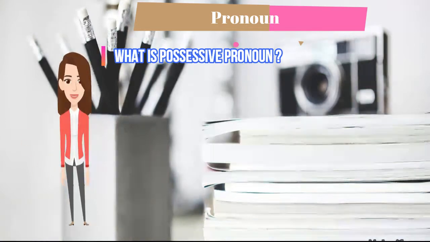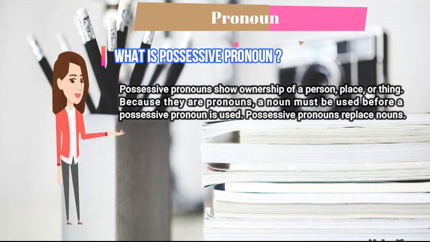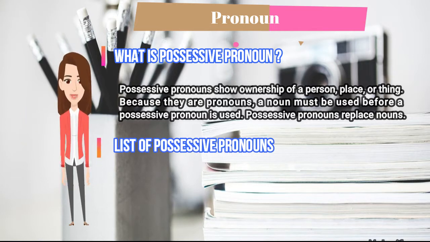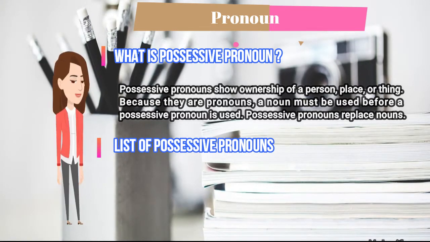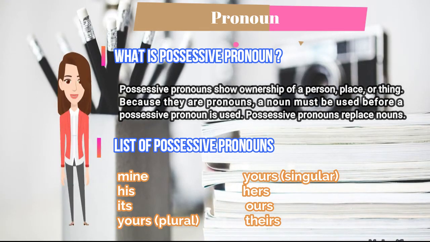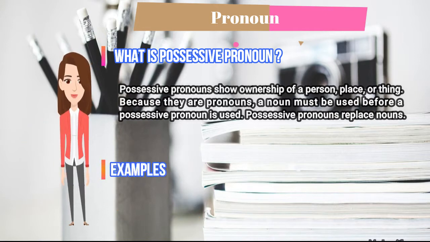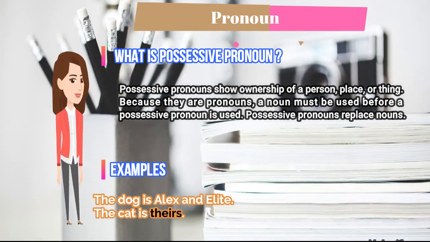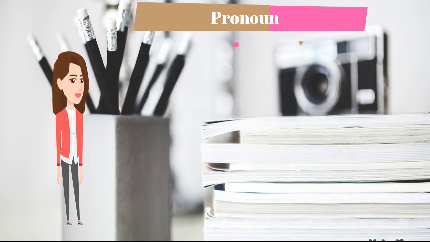What are possessive pronouns? Possessive pronouns show ownership of a person, place, or thing. Because they are pronouns, a noun must be used before a possessive pronoun is used. Possessive pronouns replace nouns. Listed below are just some of the possessive pronouns that we use every day: mine, yours (singular), his, hers, its, ours, yours (plural), theirs. Let us see the example of possessive pronouns in English grammar. The dog is Alex and Elite's. The cat is theirs.